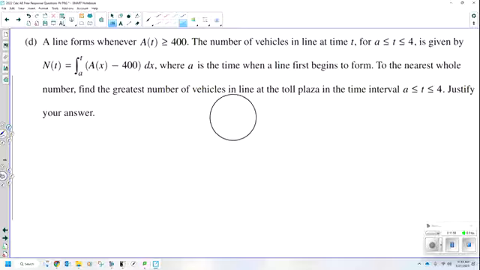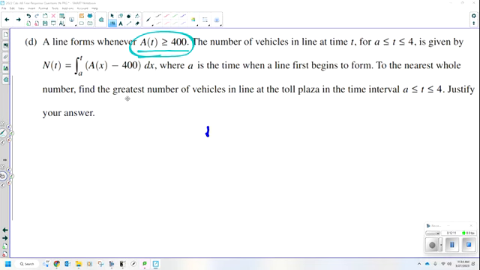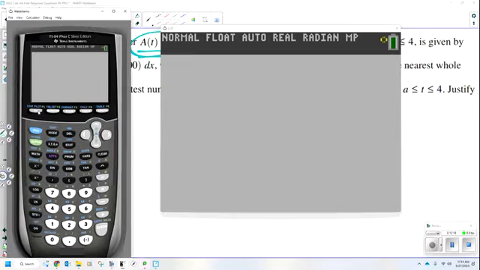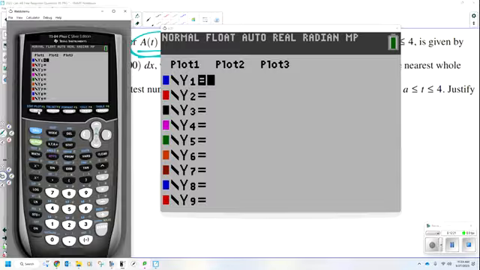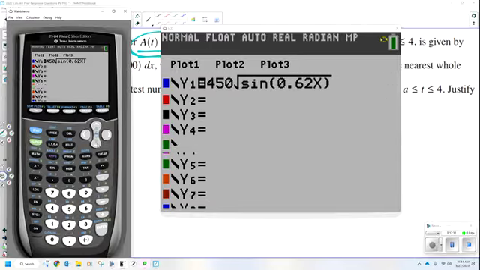But the thing is, where are my bounds? Well, the line forms anytime A of t is bigger than 400. So this is what I'm going to do. I'm going to go to my calculator, and I'm going to see when exactly A of t is bigger than 400. I'm going to go to y equals, and I am going to put A of t in y1: 450 sine of 0.62x. Okay, that's A of t.